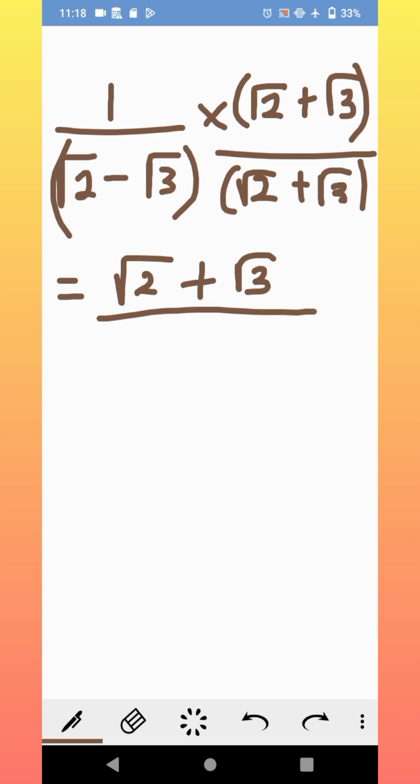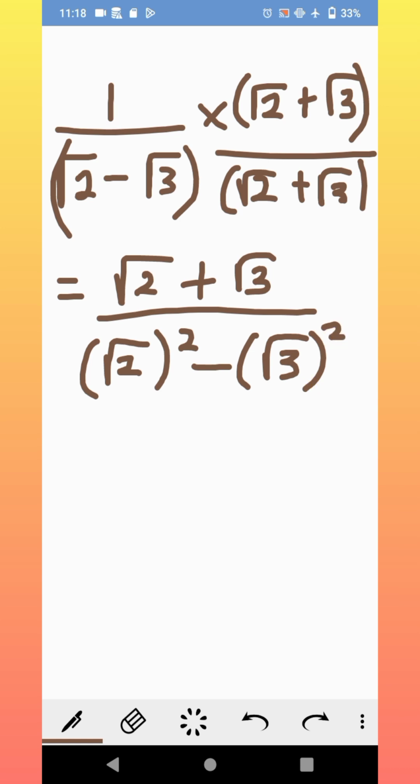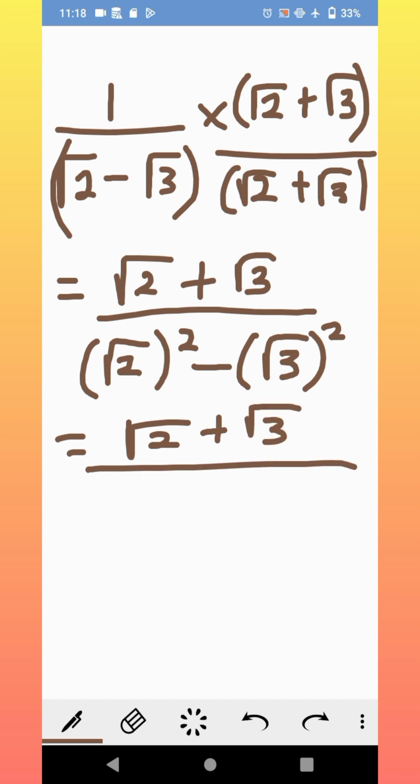The denominator now will be a difference of two squares like we did before. It's a squared minus b squared. That concept is what we are using. So root 2 all squared minus root 3 all squared. And if we simplify the denominator, we'll have root 2 all squared is 2. Root 3 all squared is 3. Because root 2 times root 2 is root 4, and root 4 is 2. Root 3 times root 3 is root 9, and root 9 is 3.